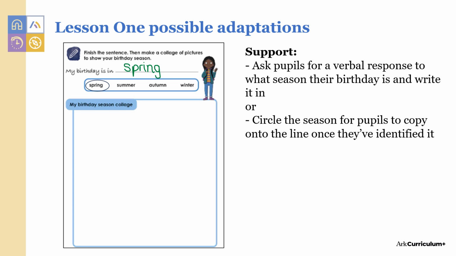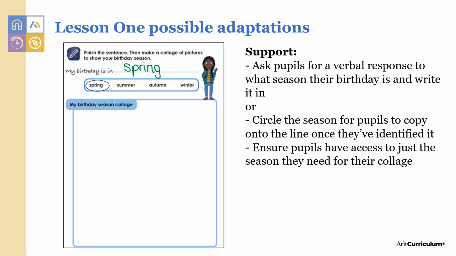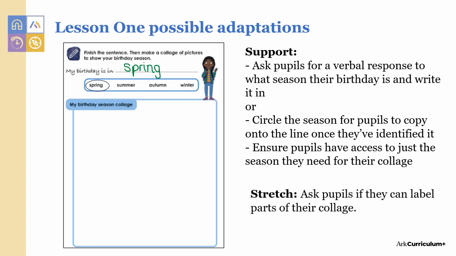For the next activity, pupils need to make a collage of their birthday season. Support pupils by ensuring they have access to just the season they need for their collage rather than all four. Stretch pupils by asking if they can label parts of their collage.